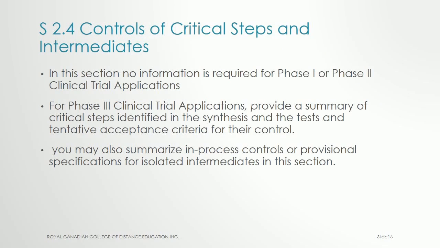Controls of critical steps and intermediates. In this section no information is required for Phase 1 or Phase 2 clinical trial applications. For Phase 3 clinical trial applications, provide a summary of critical steps identified in the synthesis and the tests and tentative acceptance criteria for their control. You may also summarize in-process controls or provisional specifications for isolated intermediates in this section.